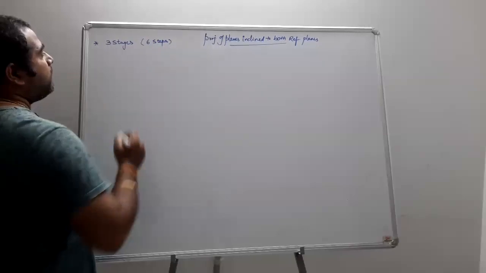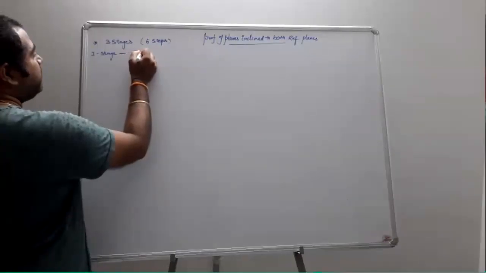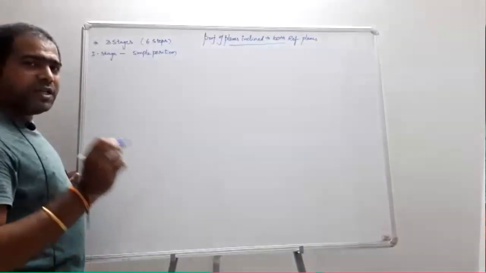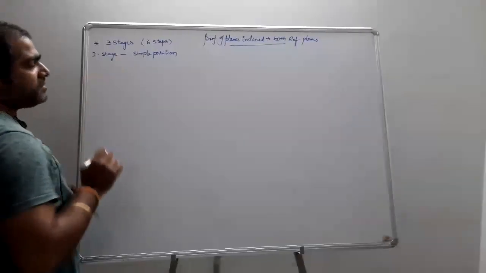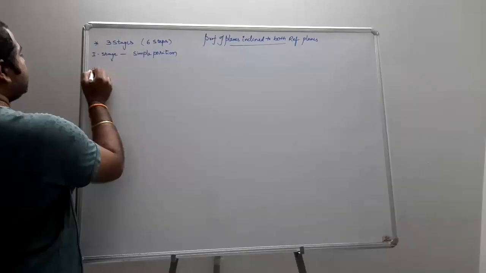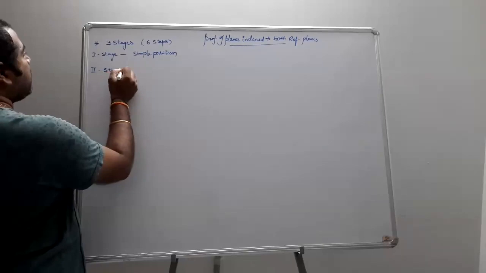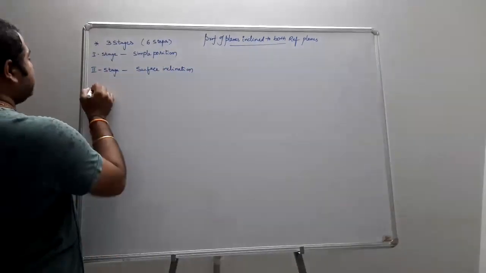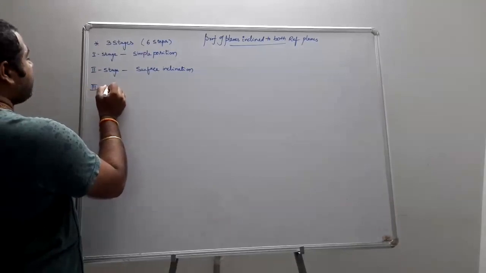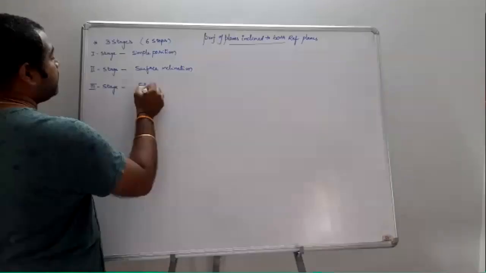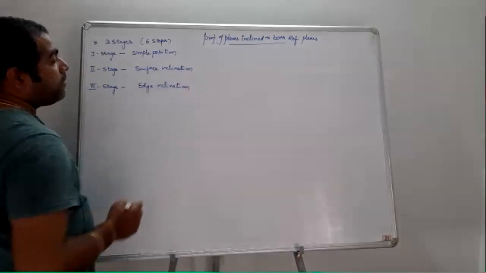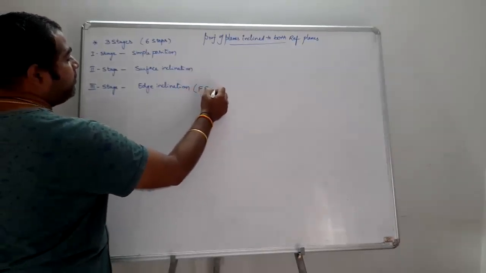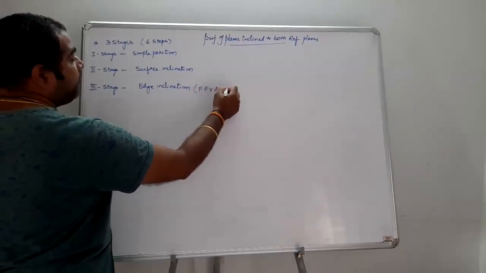What was the first stage? First stage is always the simple position. Remember students, this was important, for planes as well as solids, as well as sections, whatever it may be. Always in the first stage, we obtain the simple position. Second stage, it is surface inclination. In the second stage, you will obtain surface inclination. In the third stage, you will obtain edge inclination. In the third stage, we will obtain the final front view and final top view.